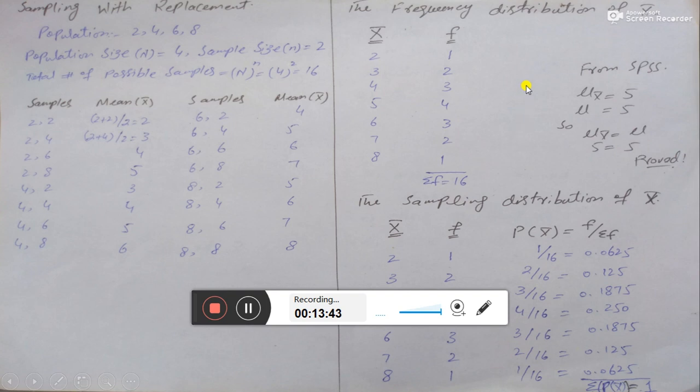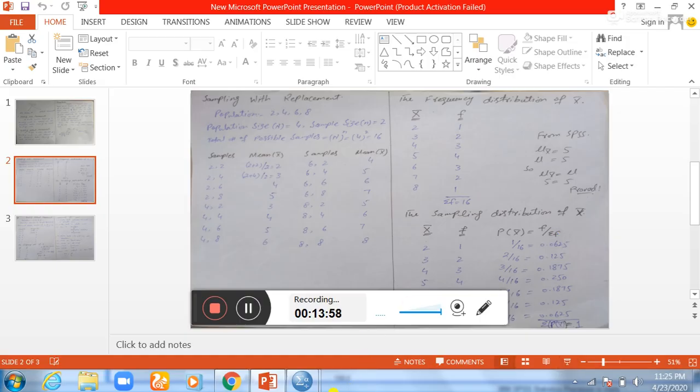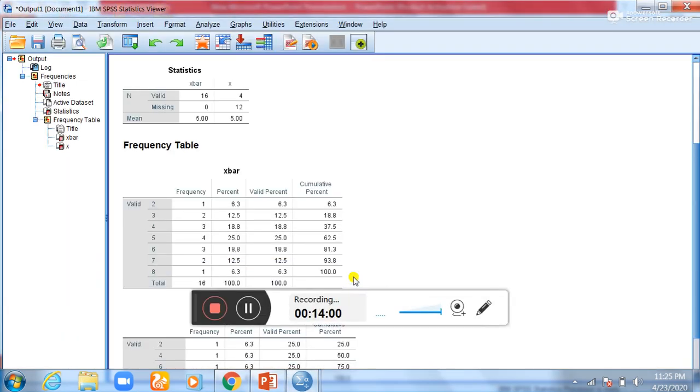Now I need to make the frequency distribution of x bar, and by using this frequency distribution I will need to find the sampling distribution of x bar. This frequency distribution of x bar has been given in the output. This is the frequency table of x bar.